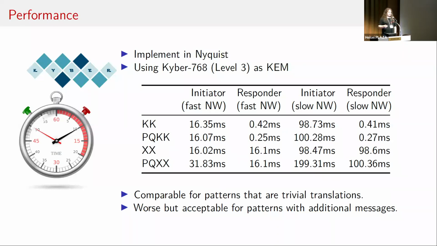And the second example, the XX pattern, is the one where you transmit the public keys. This is also the pattern where you no longer can do a trivial replacement, but where you actually need a full additional round trip. You see still on the responder side, virtually nothing changes. On the initiator side, we do get a factor of 2 overhead, but still at what I would consider very reasonable timings.